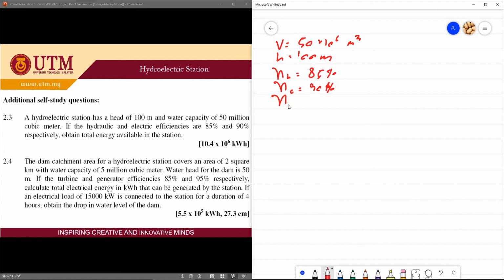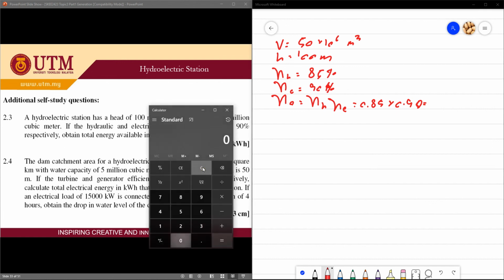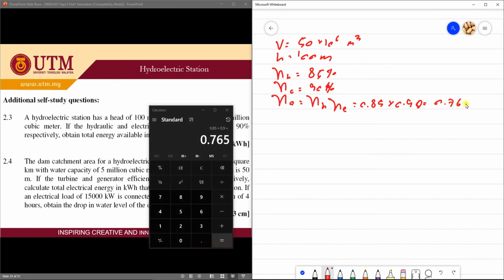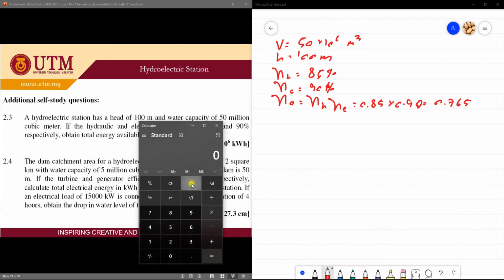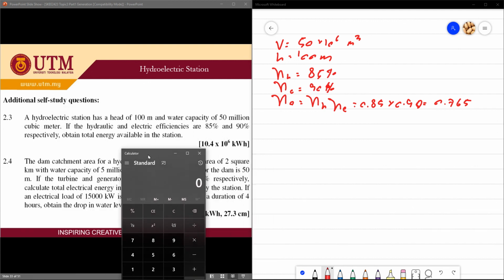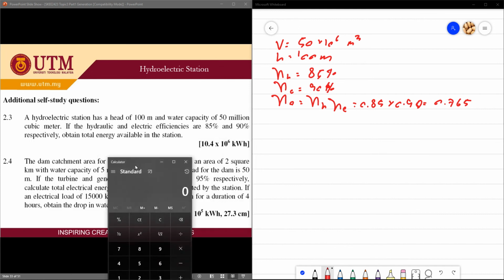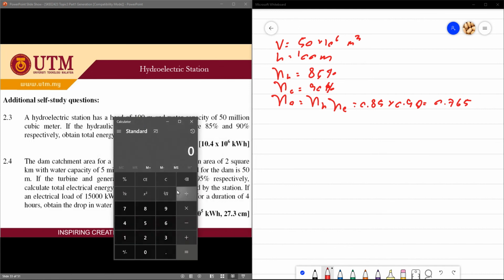So of course the overall efficiency is equal to the hydraulic efficiency multiplied by the electrical efficiency, 0.85 multiplied by 0.90 equals 0.765. Okay, so total energy available at the station. For this case you no need to include the second, I think. No need to worry, just calculate this.